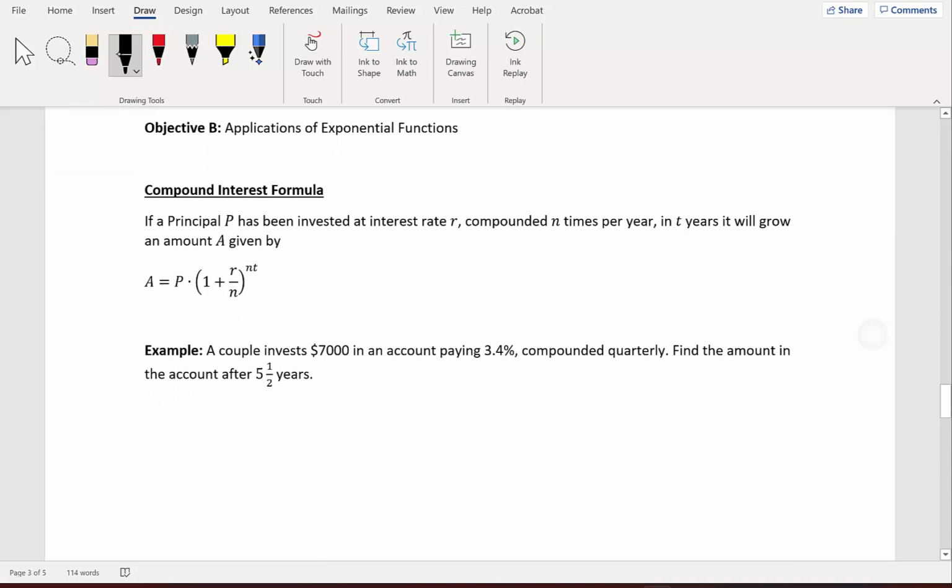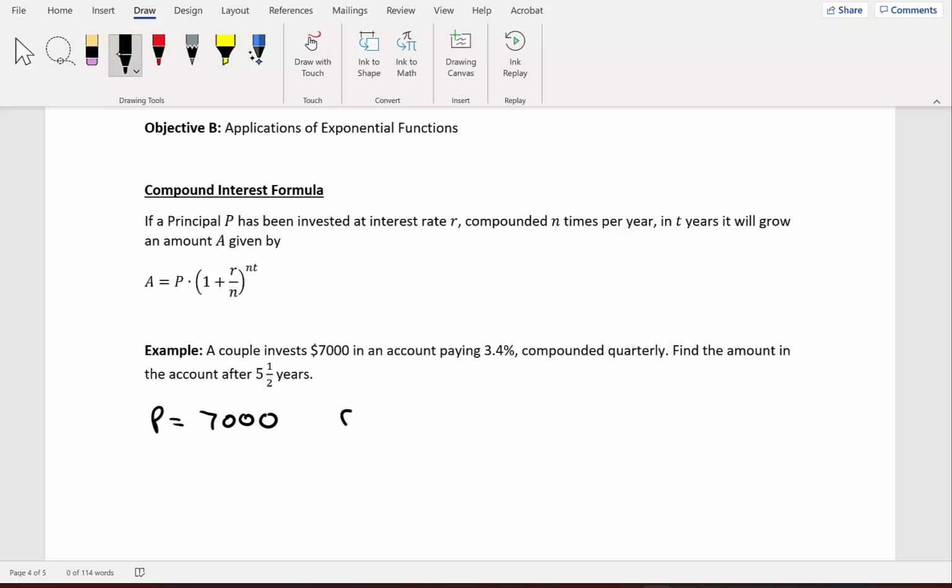Let's take a look at an example. It says a couple invests $7,000 in an account paying 3.4% compounded quarterly. Find the amount in the account after 5.5 years. Okay, first let's identify all the information given to us. Our P is the amount invested, so P is equal to 7,000.